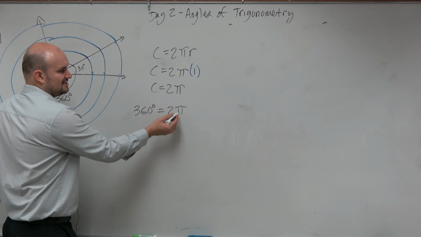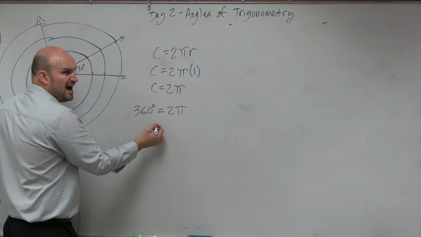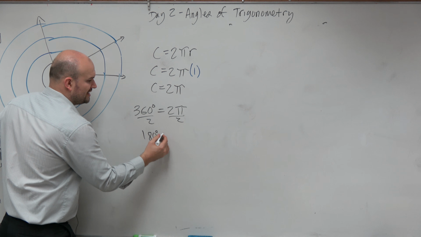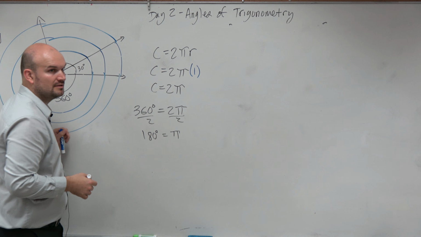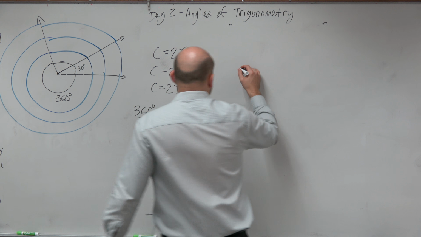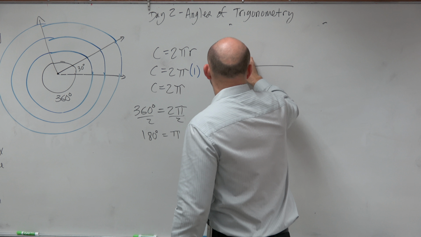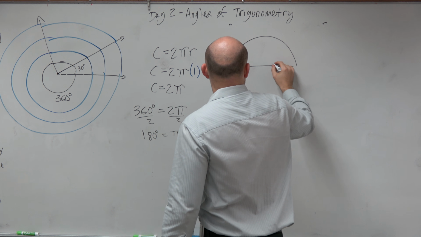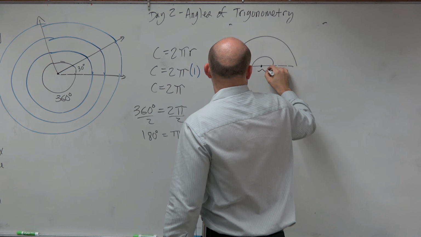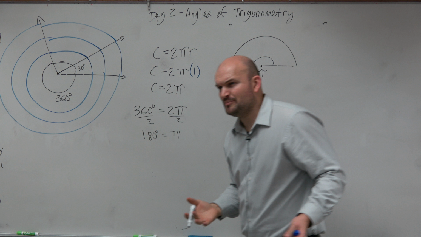Another sense is, we could figure out, well, what is exactly pi equal to? Just divide by 2 on both sides. 180 degrees is equal to pi. So halfway around a circle is pi. Now that is very helpful for us, because if halfway around a circle is pi, can we break that up into smaller angles?